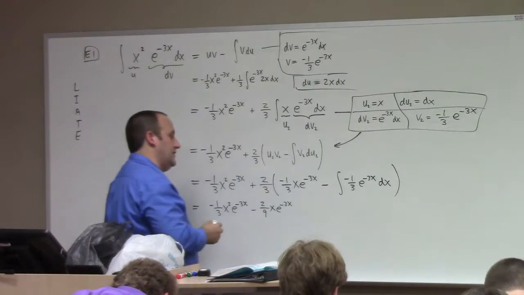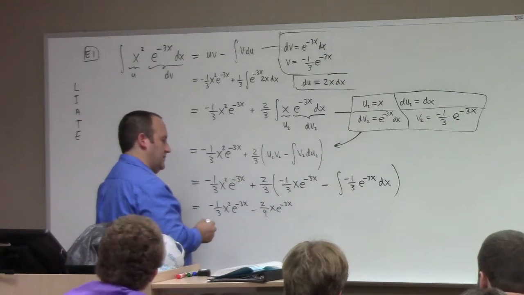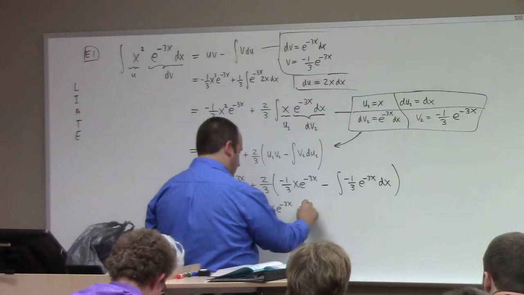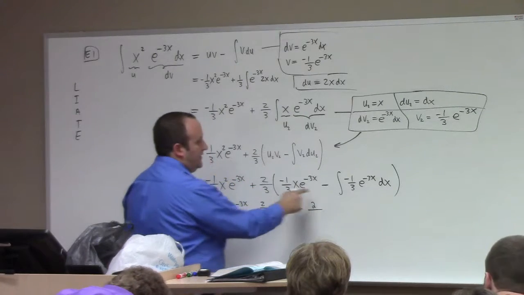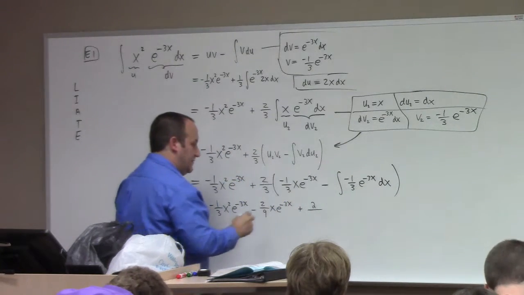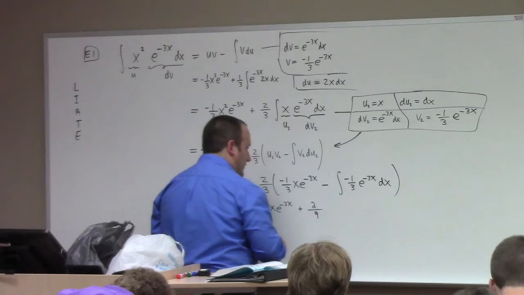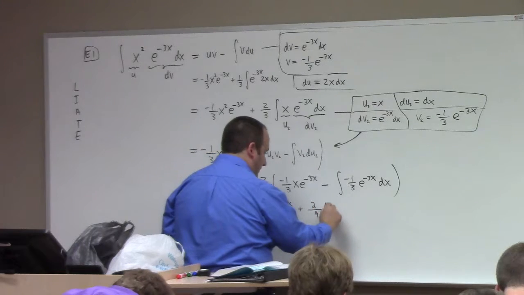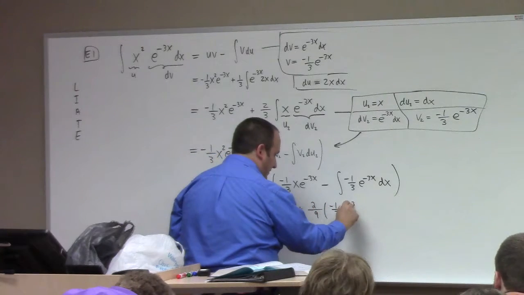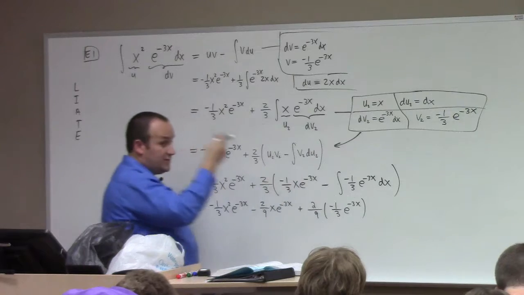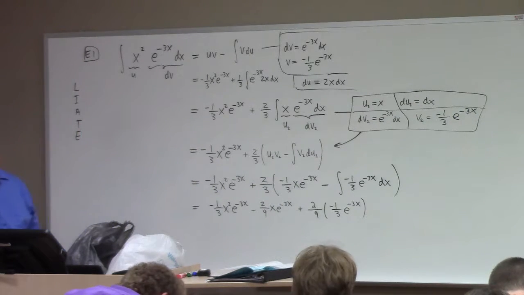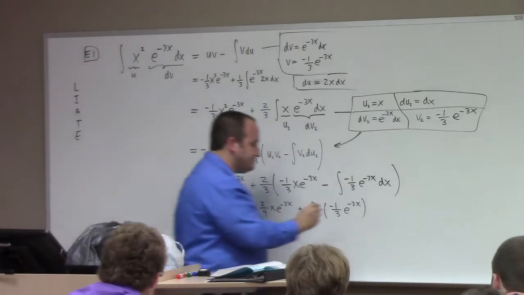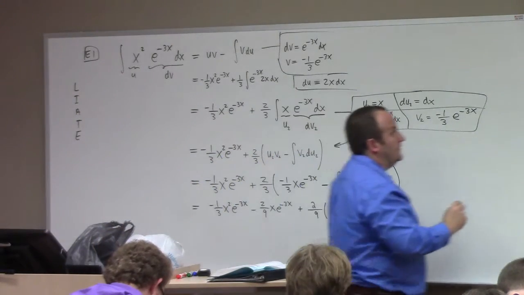Let's see here. And then I've got myself a minus minus gives me plus. I get plus 2 over 3 times 3, which is 9, and minus 1/3 e to the minus 3x, yeah? Because the integral of e to the minus 3x is, again, minus 1/3 e to the minus 3x plus a constant. I'll clean it up just a bit.